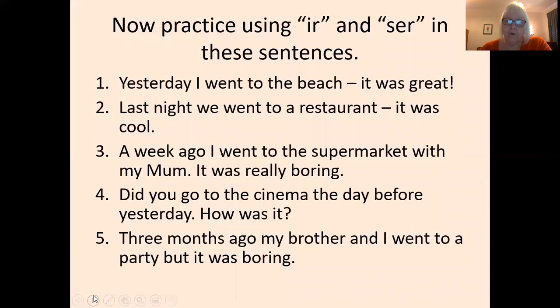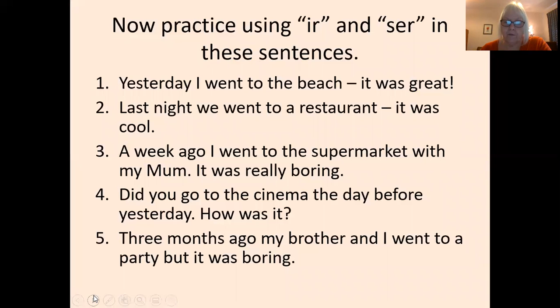So we've got número uno, yesterday I went to the beach, it was great. So you're going to have to use the verb ir in the preterite for I went, and it was is ser in the preterite. Okay, so we've got 5 sentences here. Think carefully about who's doing the action or who did the action.